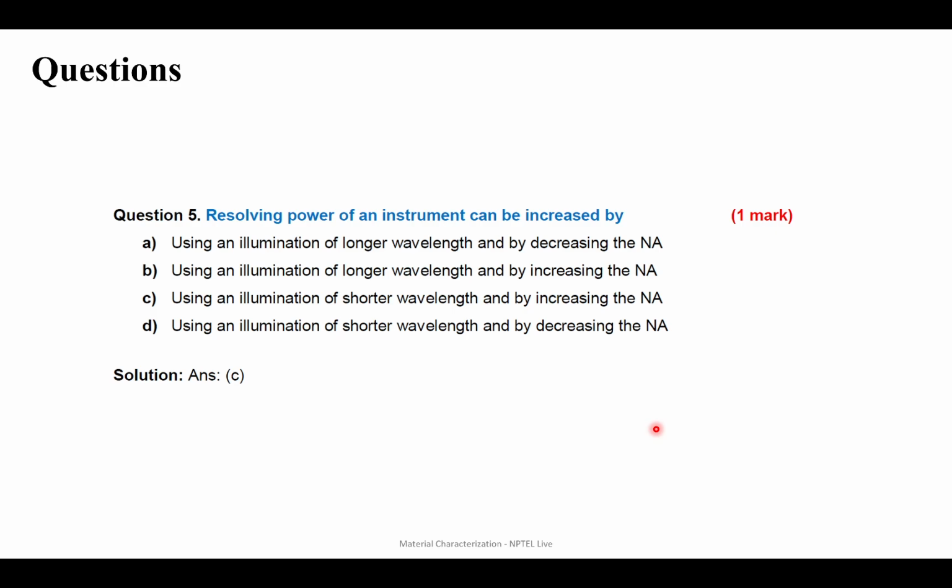That is correct. The answer is C. So the formula for resolving power is proportional to NA by lambda. So resolving power is inverse of limit of resolution. So limit of resolution is given as 0.61 into lambda by NA. So this would be inverse of that.